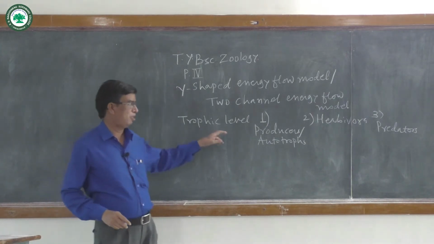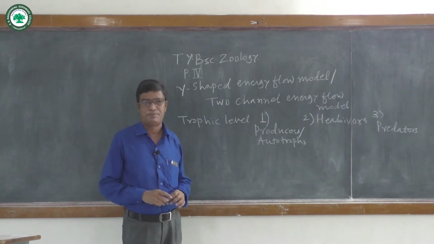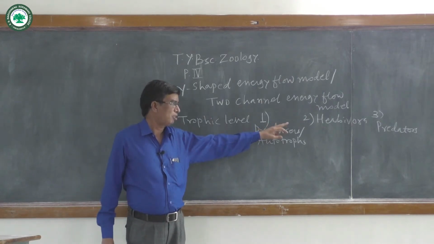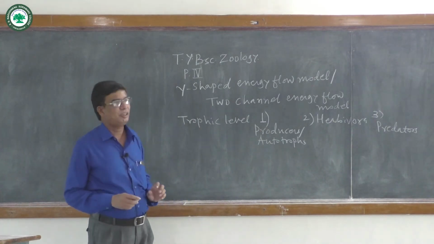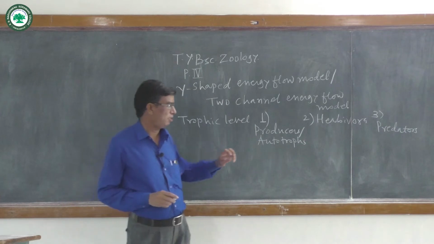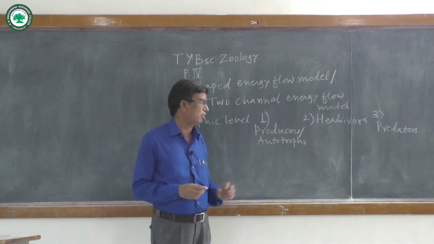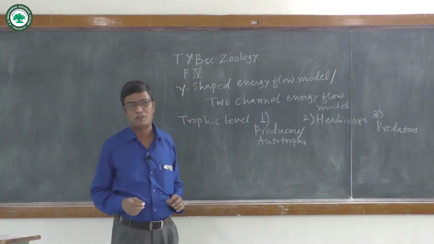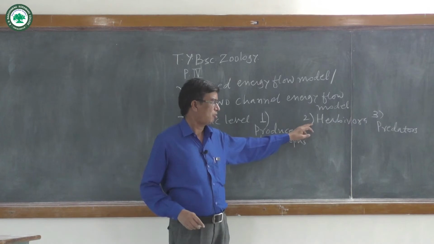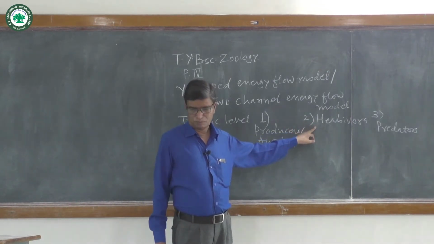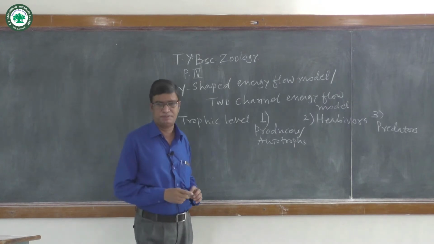Those animals which feed on vegetation, plant material, are called herbivorous animals. And those animals which kill and eat herbivorous animals are called carnivorous animals, or predators. Herbivorous animals are called prey animals, and carnivorous animals are called predatory animals.